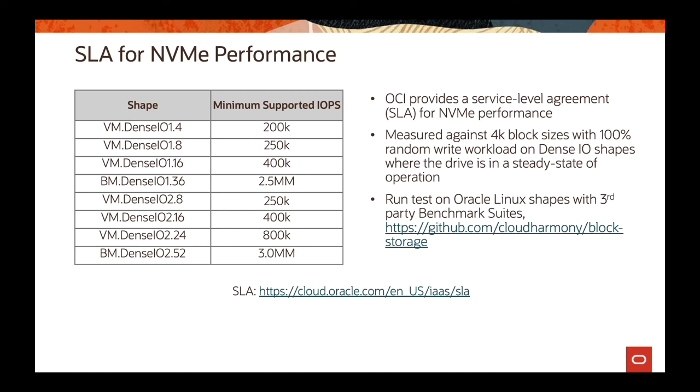As you can see on the table, you do have dense I/O shapes, all the dense I/O shapes available today in OCI, and then the minimum supported IOPS you can get. So on a VM dense I/O 1.4, you can get over 200K IOPS. Okay. So if you want to do similar tests on your own, you can go to the GitHub repository, get the Cloud Harmony benchmark tool, and then execute that against your VM shape. All of those are measured against 4K block sizes, so you can change that to 8K if you're doing other specific tests, so you can see the performance and how that will work for your environment. We highly recommend you do some tests so you can get the performance and numbers that you're expecting.